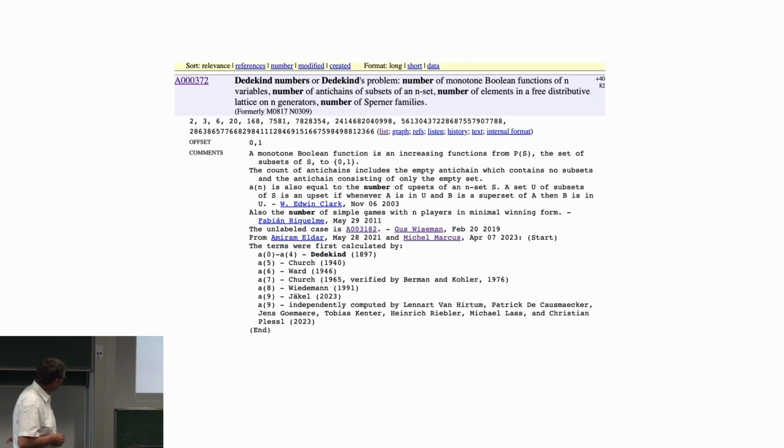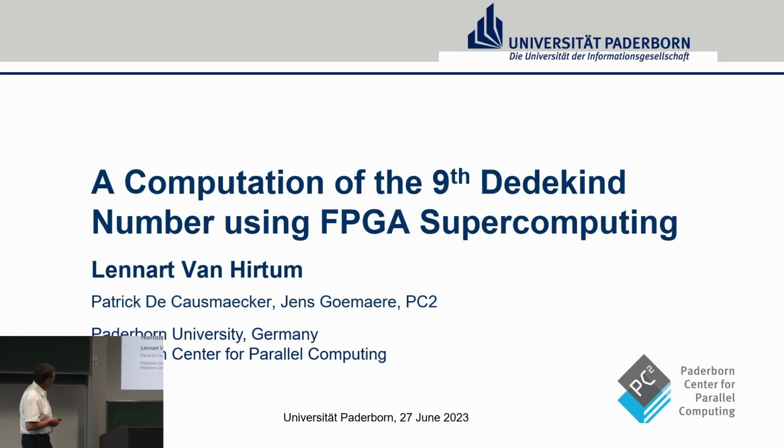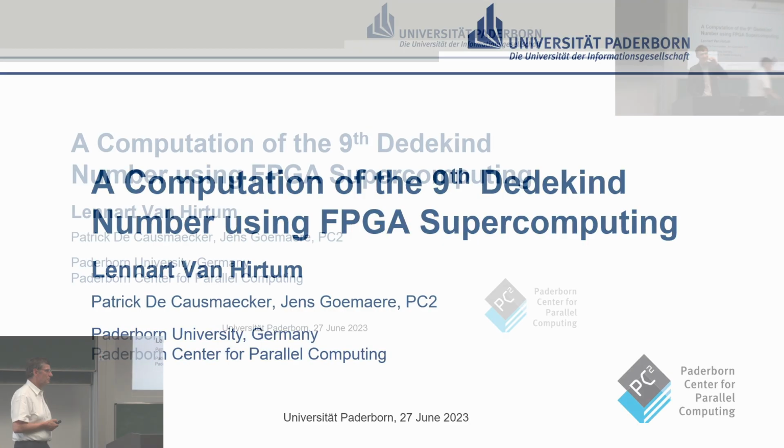This is where we are, independently computed by Lennart Van Hirtum and so on, and the people, of course, from the Parallel Computing Center of Paderborn, which I think was a great venue to come to. This was an opportunity for you, Leonard, to come here and to do this computation and to get involved in this research. I think the word is yours now.